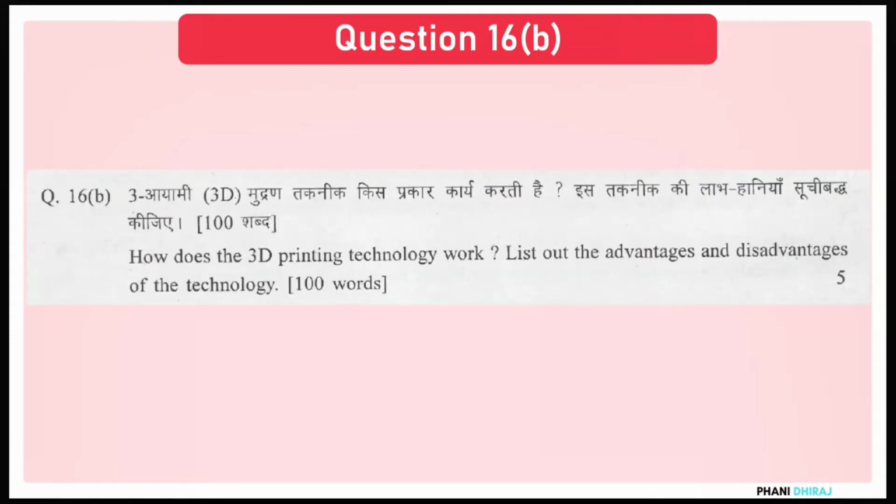Now moving on to the next part of the same question, 16b. How does 3D printing technology work? List out the advantages and disadvantages of the technology. Again, you have to define what 3D printing is. Simply remember, 3D printing means additive manufacturing. You have to remember that word. It's very important when you are talking about 3D printing. 3D printing is an additive process. That is the keyword that you have to remember.